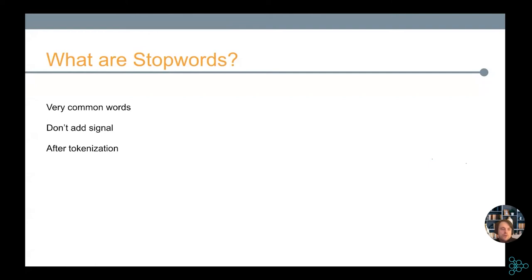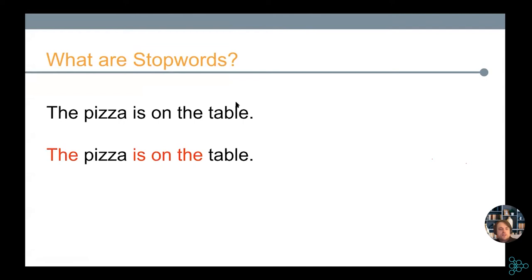So you have the pizzas on the table. And in this case, you probably don't need the "is", "on", "the" that much. If you say pizza table, you're likely to get the gist. And disclaimer, I'm Italian, so I'm going to have quite a few pizzas in my presentations.